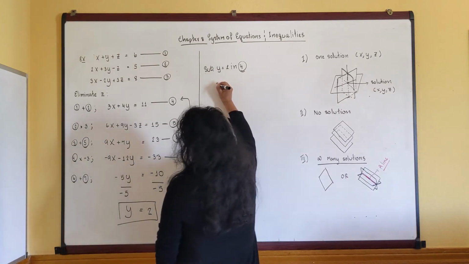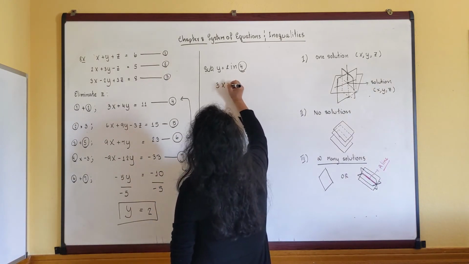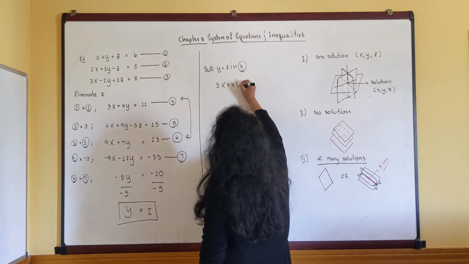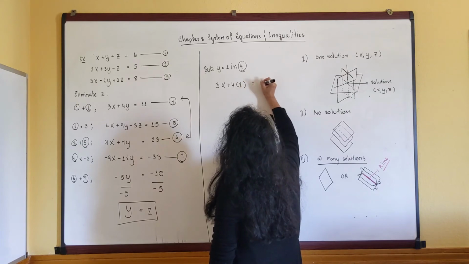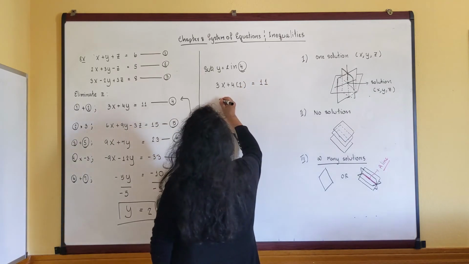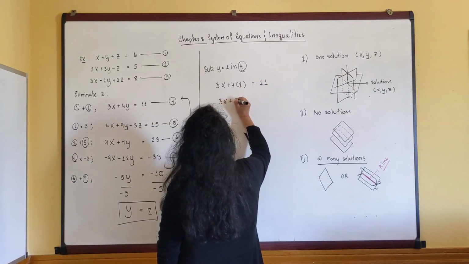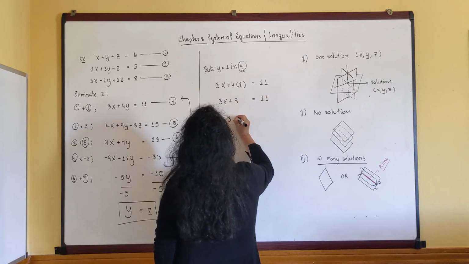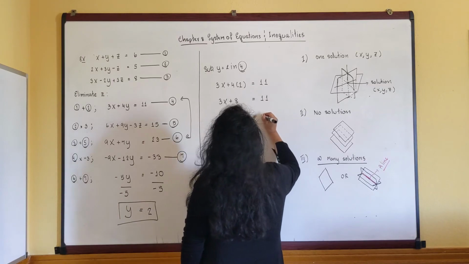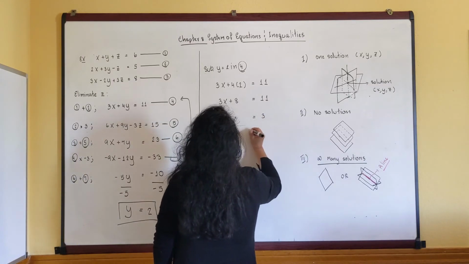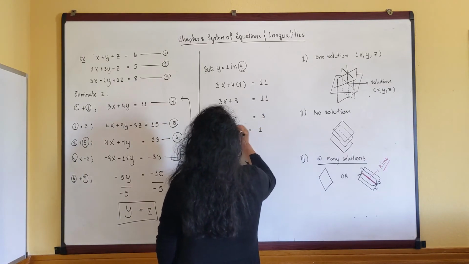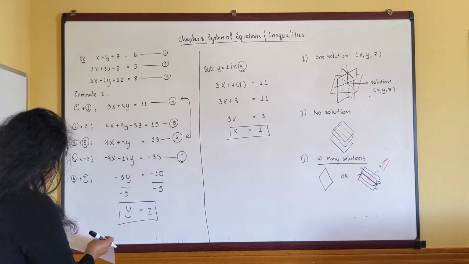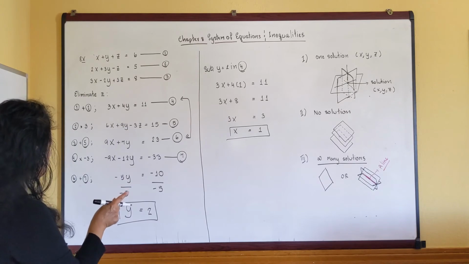So I have 3x plus 4, instead of y I put 2, equal to 11. So 3x plus 8 equal to 11. 3x equal to 3. X would be 1. I got my x.